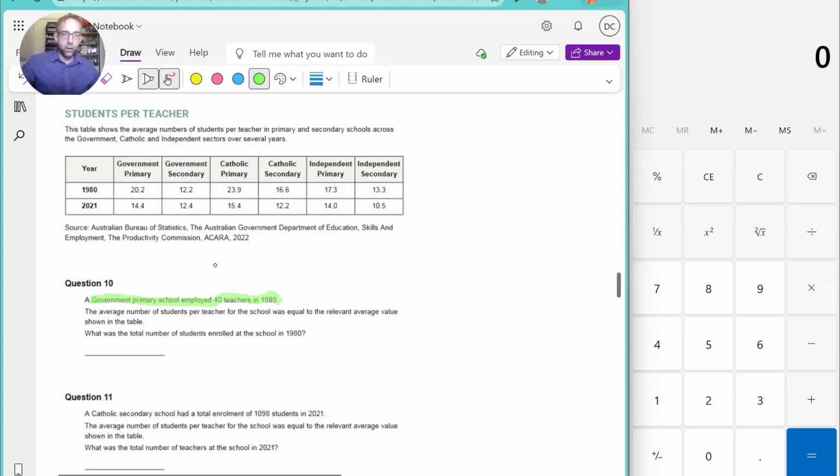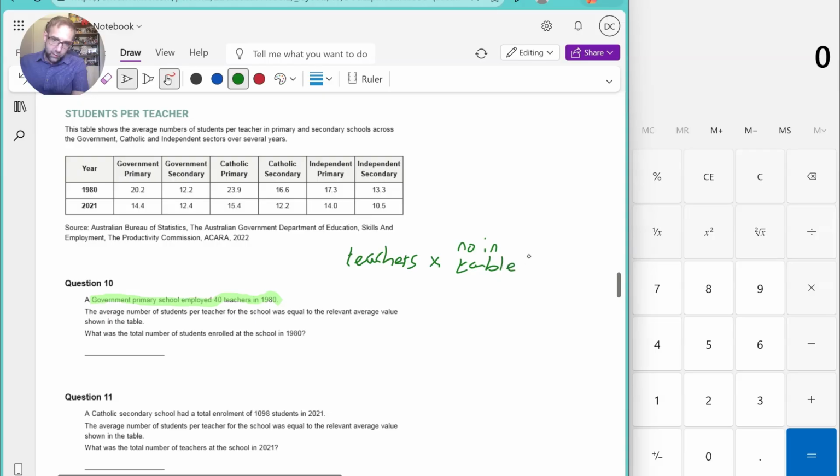So I should have really started with reading the table first, but to make it clear what the table is telling us, it is saying that in 1980, if you were in the government primary sector, for every teacher, there would have been an average of 20.2 students, okay? If you were in the Catholic primary sector in 2021, for every teacher, there would have been an average of 15.4 students. Let's just write this as a rule. So however many teachers, so teachers times number in table gives you how many students.